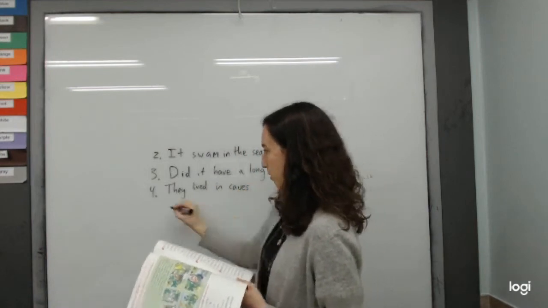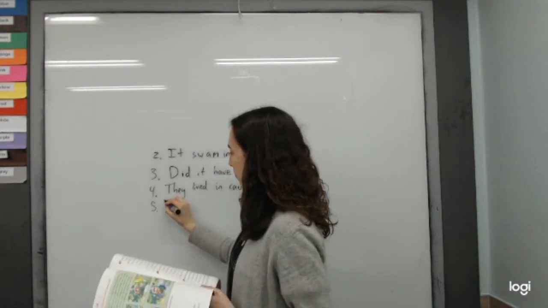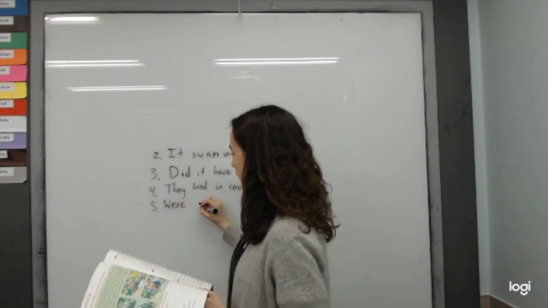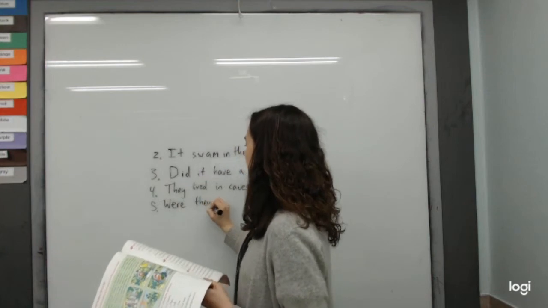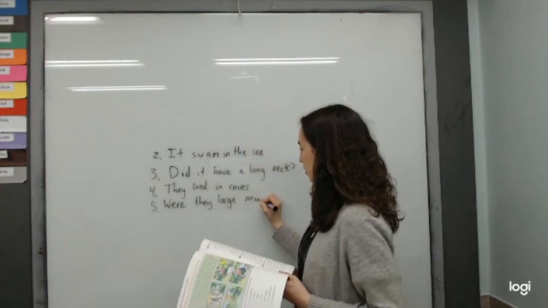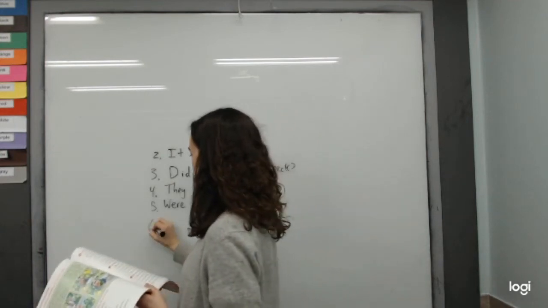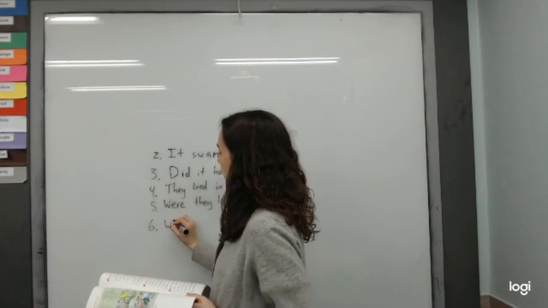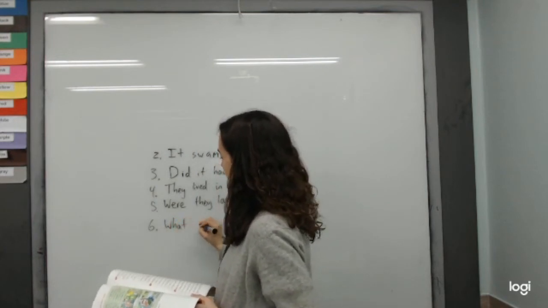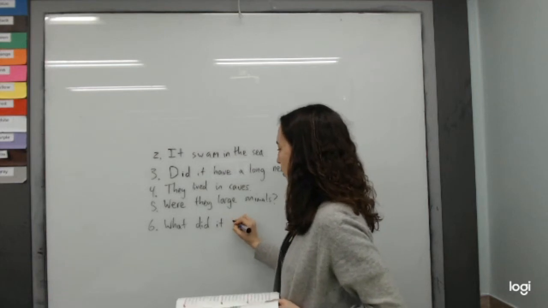Okay, next, number five. Are they large animals? Were is the past tense of are. So were they large animals? And the last question, what does it look like? Remember, the past tense of does is did. So what did it look like?